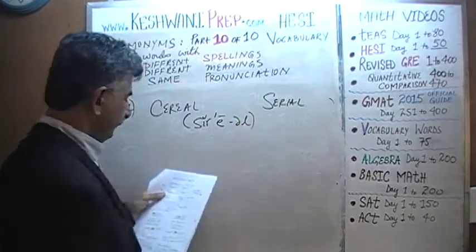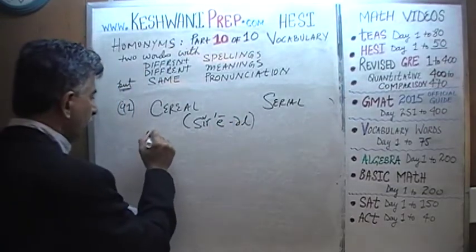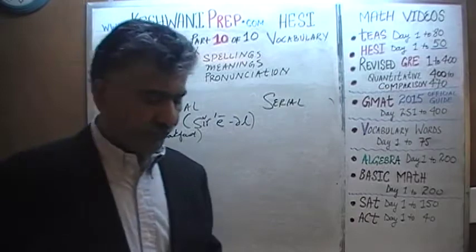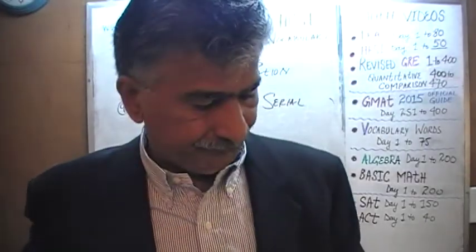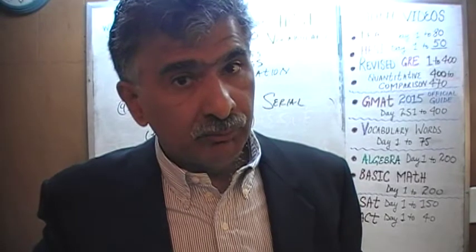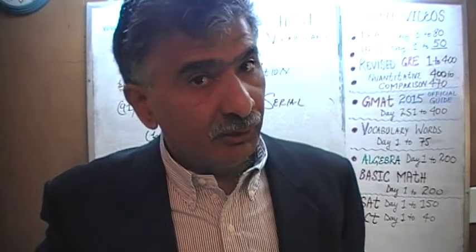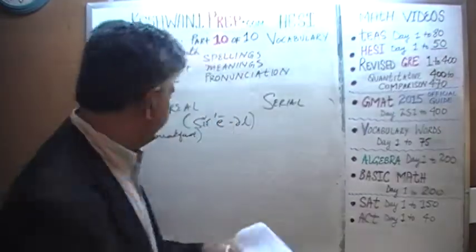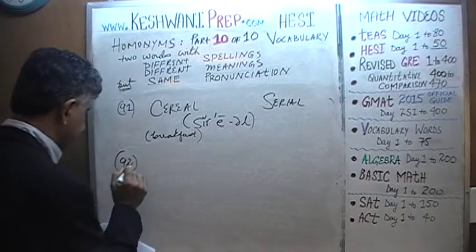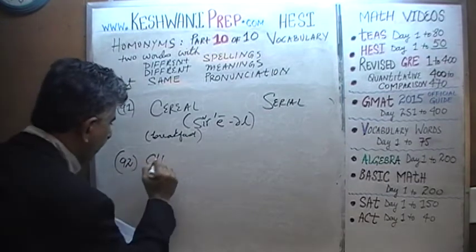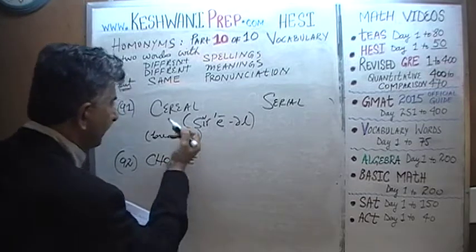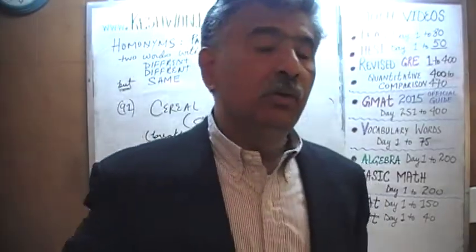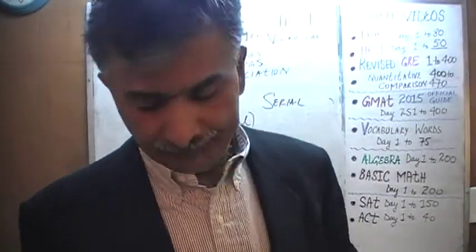Cereal, as in breakfast. And this serial is in a series of numbers. Or we're going to speak of a serial killer. Serial killer is so called not because he enjoys his cereal in the morning. But let's not go there. Number 92, shall we? But they're homonyms, cereal and serial. They finally caught the serial killer who is known to enjoy his cereal in the morning.